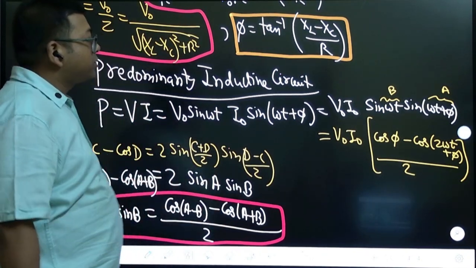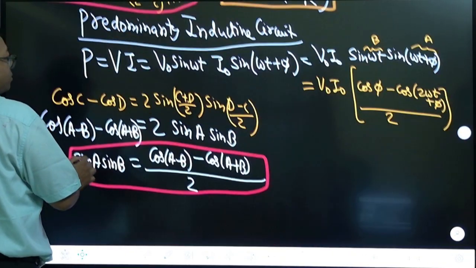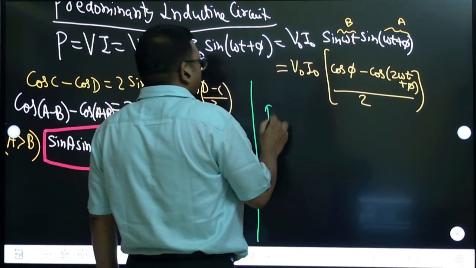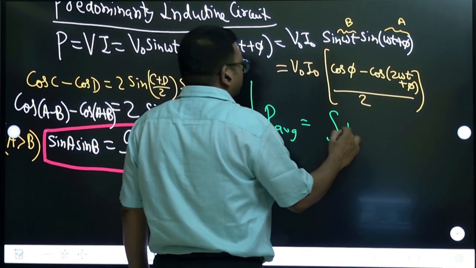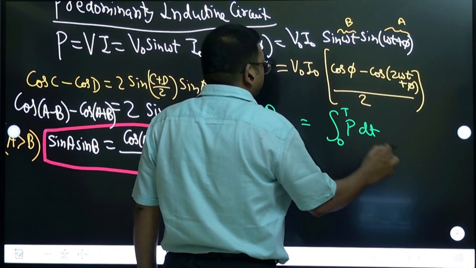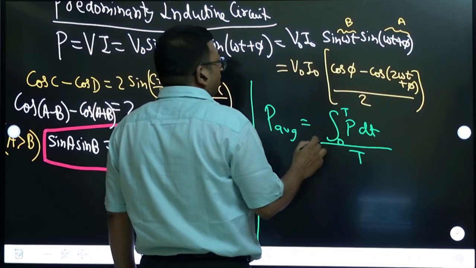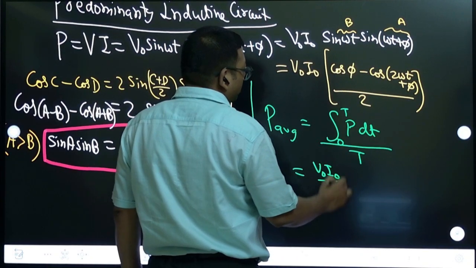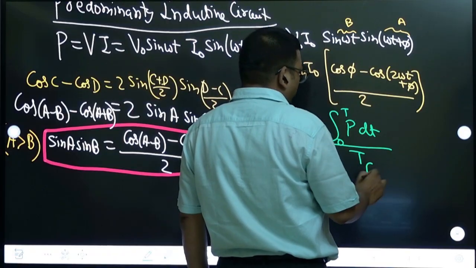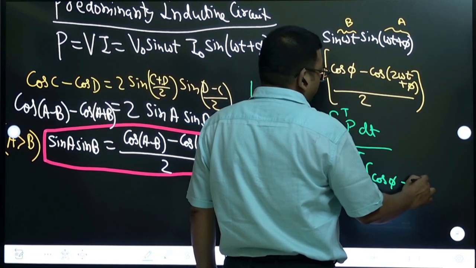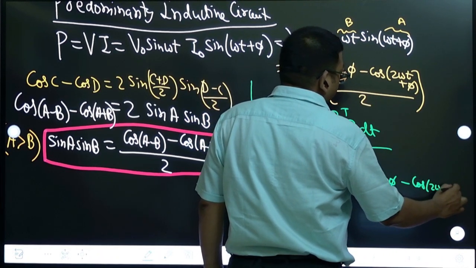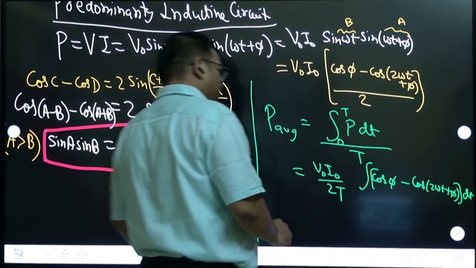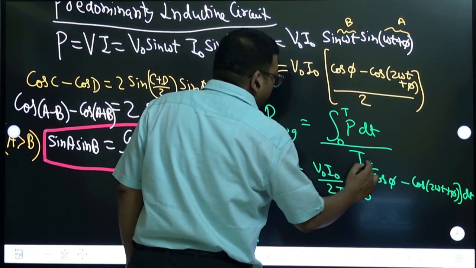Now we have to calculate average power over one cycle. We are going to do the calculation for average power now. This type of proof they can ask. Let us do average power. Integration of power dt over one cycle, 0 to T, divided by total time T. Here power has this term V naught I naught by 2, you take out V naught I naught by 2. Then you have to integrate this cos phi minus cos of 2 omega t plus phi. This whole term you have to integrate dt, and this time T I am putting it here. Integration limit is 0 to T.